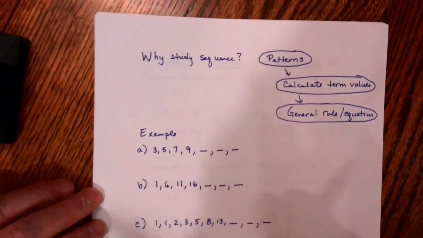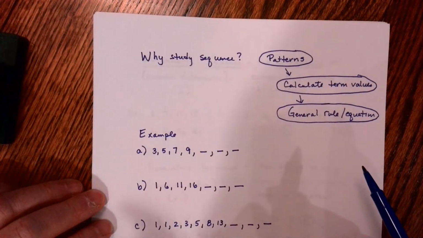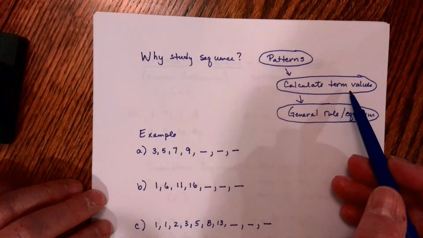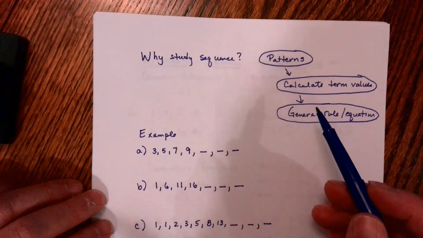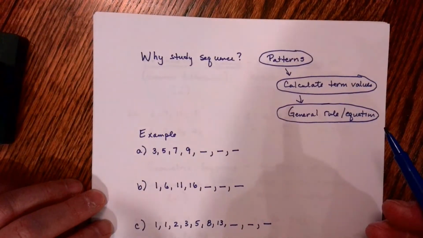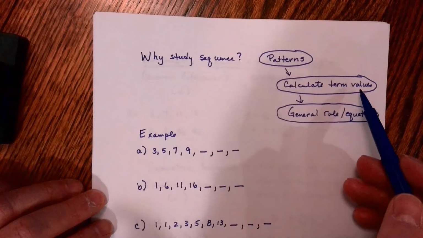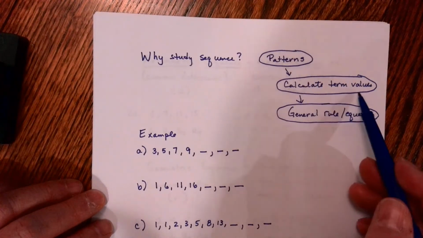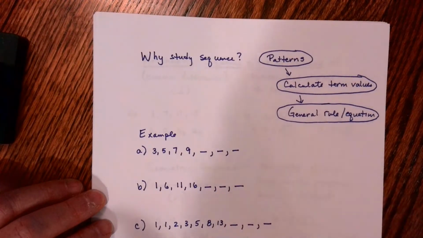So we need to think about, why do we need to study sequencing? Well, first and foremost, there's patterns. Patterns, if we can figure them out, we'd be able to calculate other terms' values. So for example, if someone could figure out a pattern to your locker combination, they wouldn't need all the numbers because they'd be able to calculate what the other numbers are from the pattern. If we can identify patterns, then we can calculate term values, but more importantly, we can come up with a general rule or equation for that sequence.